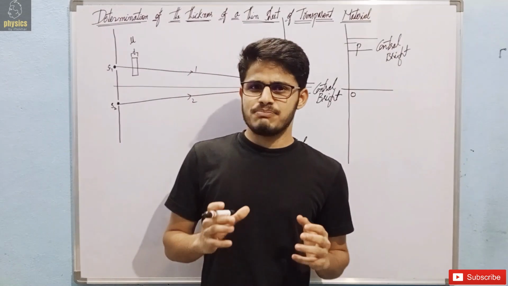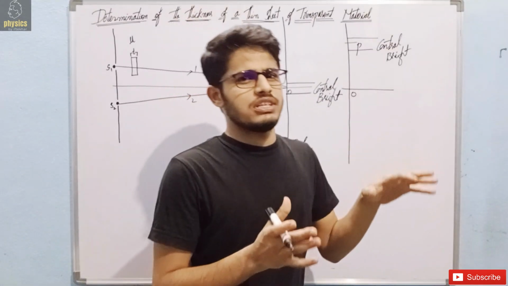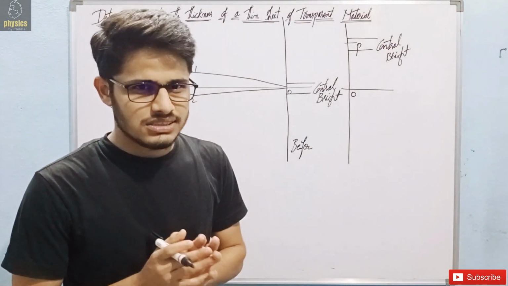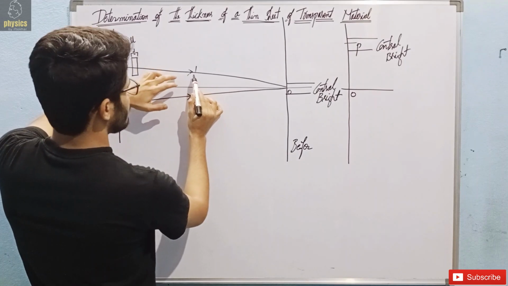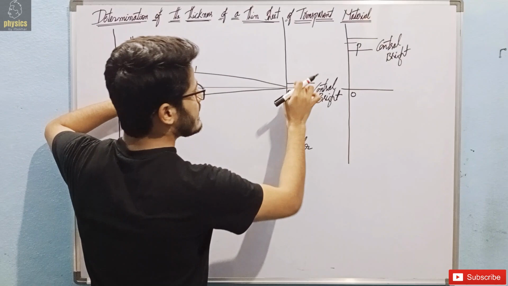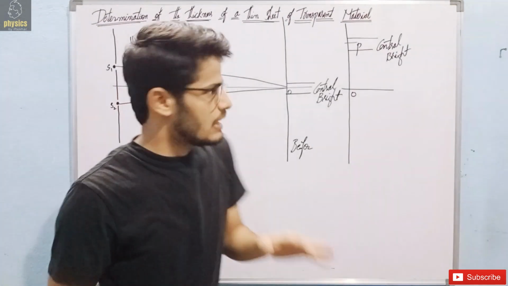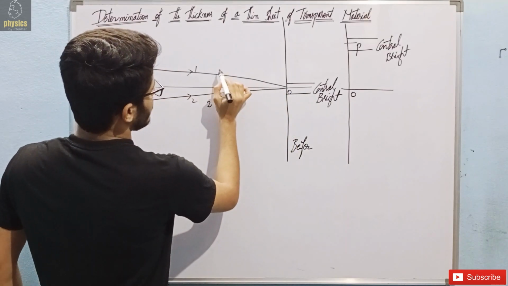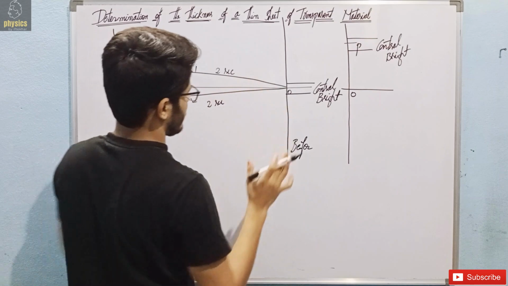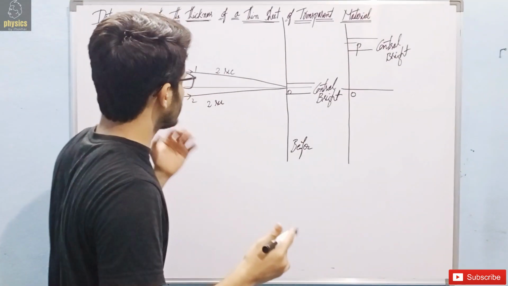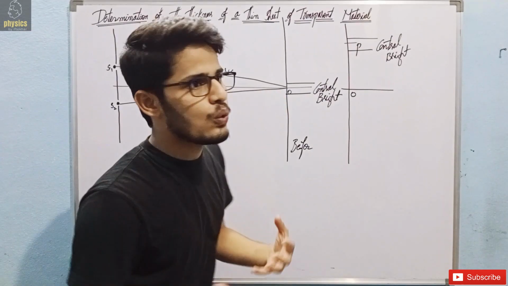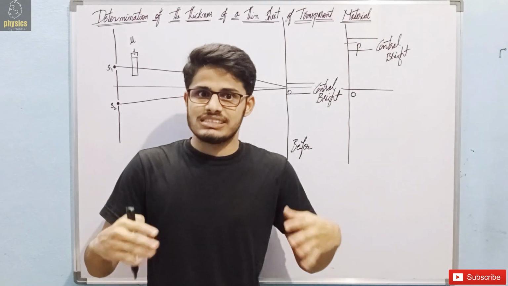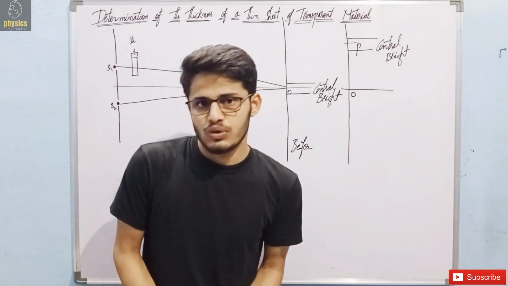Now I'll explain the reason behind the shifting of the fringe pattern after the introduction of the thin mica sheet. Before the introduction of the thin mica sheet, the light ray from S1 and the light ray from S2 take exactly the same amount of time to reach the point O. For example, if ray 2 takes 2 seconds to reach the point O, ray 1 will also take exactly 2 seconds before the introduction of the thin mica sheet. Why? Because the distance is the same and they are traveling with the same velocity, c, so they take the same amount of time to reach the point O.